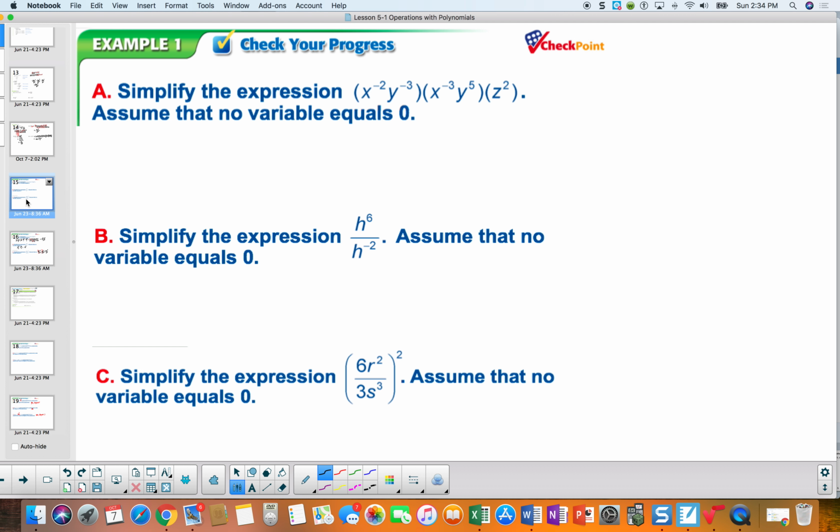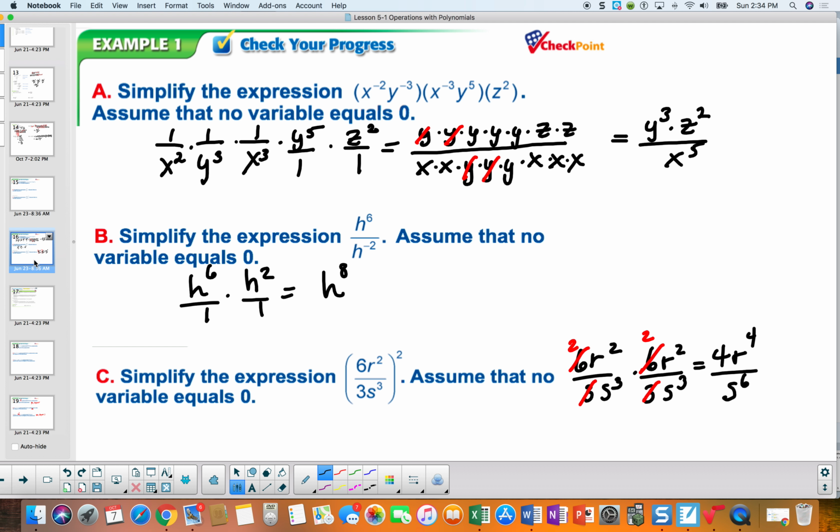Okay, stop the screencast to see what you can do. And here's the answers.